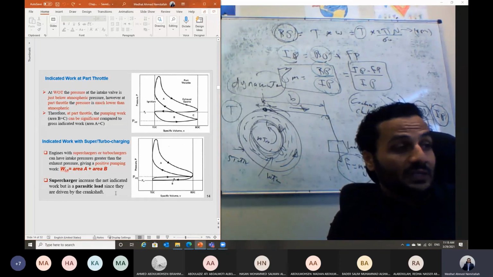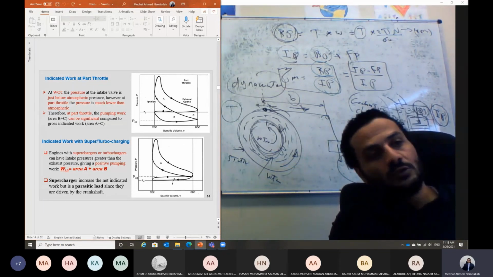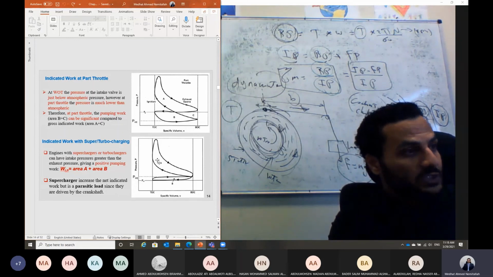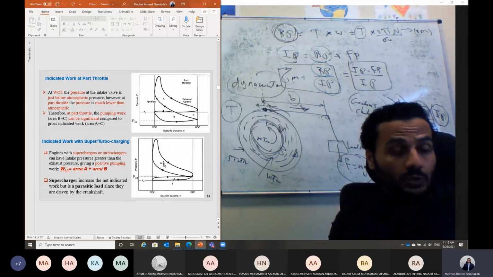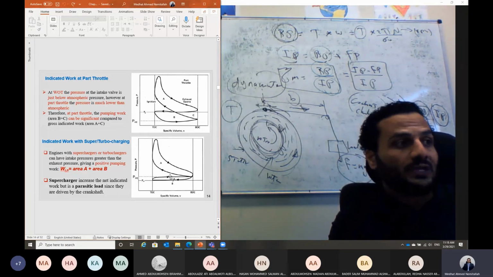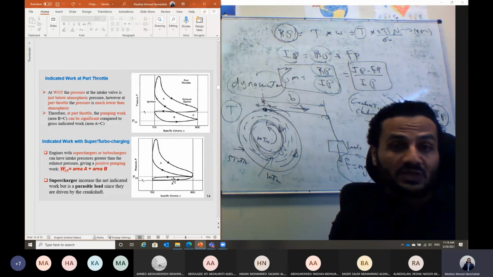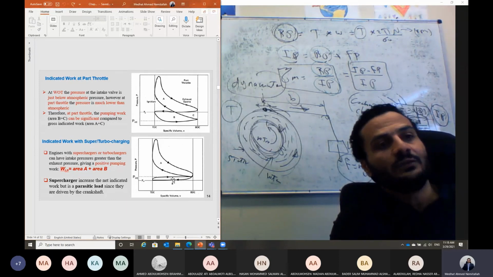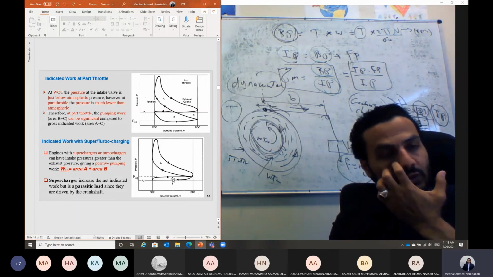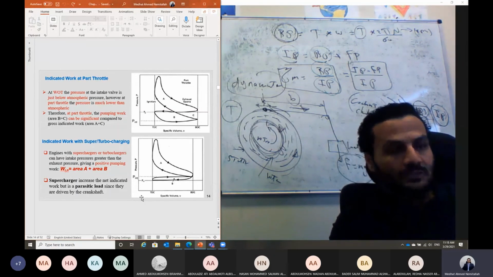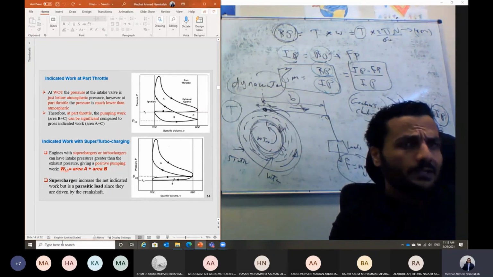And that's why the net work for a turbocharged or supercharged engine will equal area A, which is the net work during expansion and exhaust stroke, plus area B, because the pumping work in this case is a gained work by the compressor. So it is a positive work in this case. Okay? Is that clear?